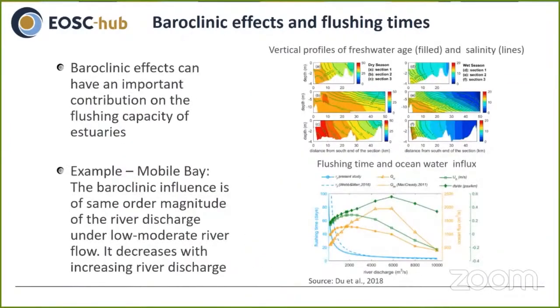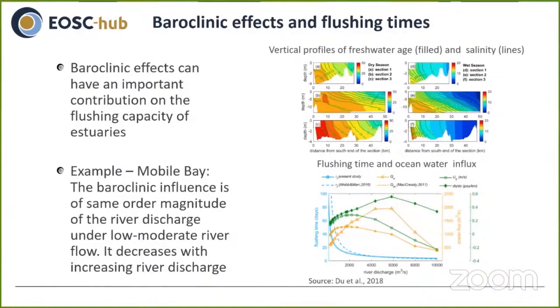Baroclinic effects may also be important on the flushing capacity of estuaries. Looking at the bottom figure, we can see some results of the study of Du et al. in Mobile Bay. They found that for low to moderate river flows, the influence of the baroclinic effects was of the same order of magnitude as the influence of the river discharge.